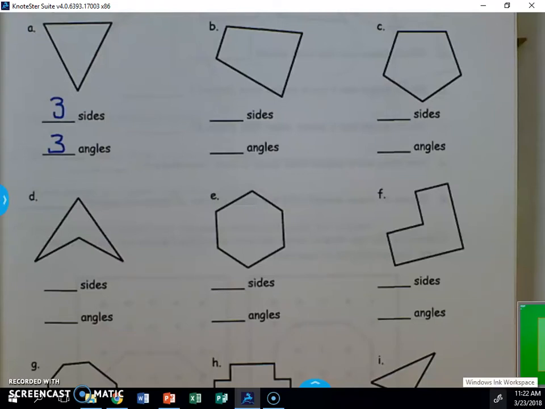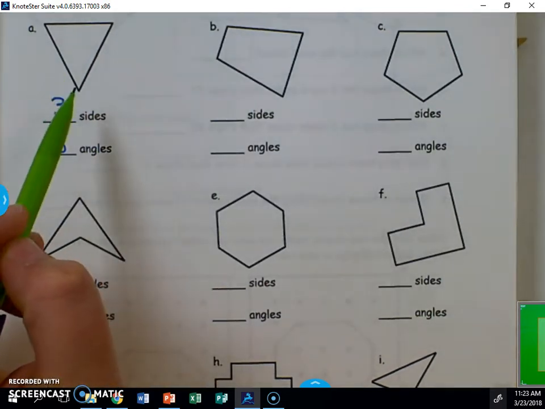In this video, we're going to be looking at two-dimensional and three-dimensional shapes. First, we're going to look at two-dimensional shapes. Two-dimensional shapes are flat shapes on a surface. So for example, this paper has all two-dimensional shapes on it.